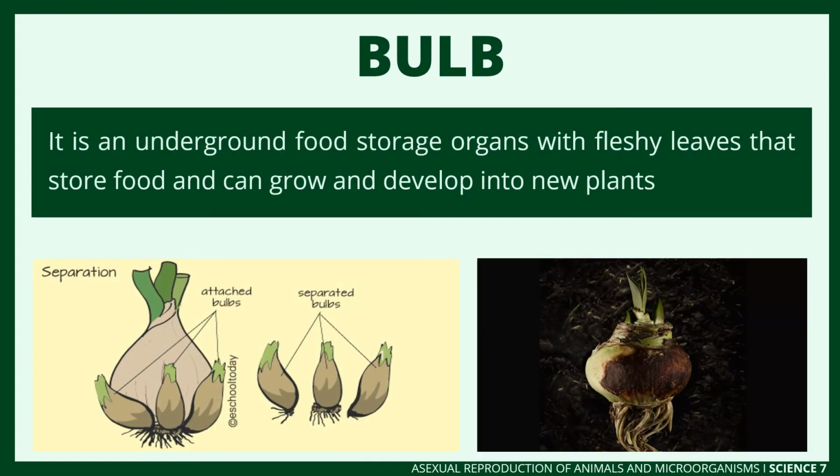Another type is bulb. It is an underground bud that has fleshy leaves extending from it. Bulbs are food storage units for future developing plants. Bulbs contain several buds near the node, which is where leaves are produced. These new buds can eventually develop into new plants.